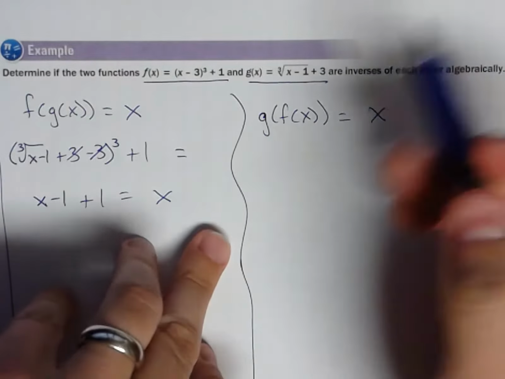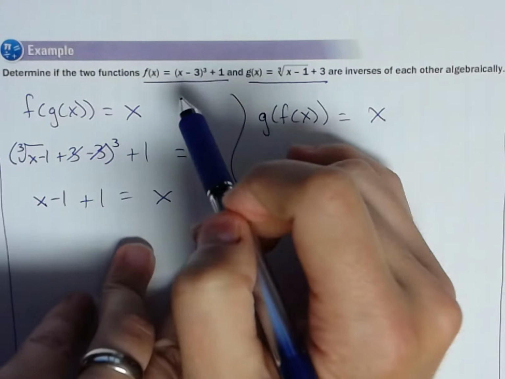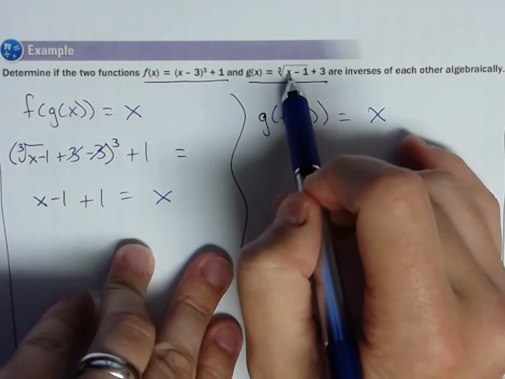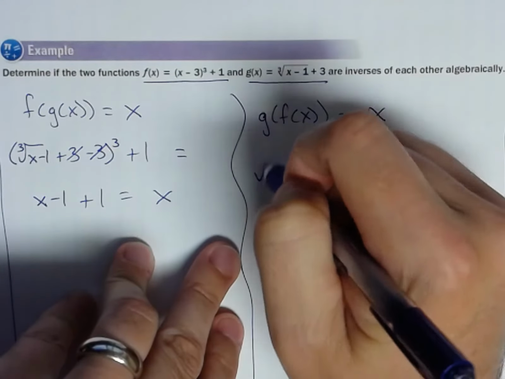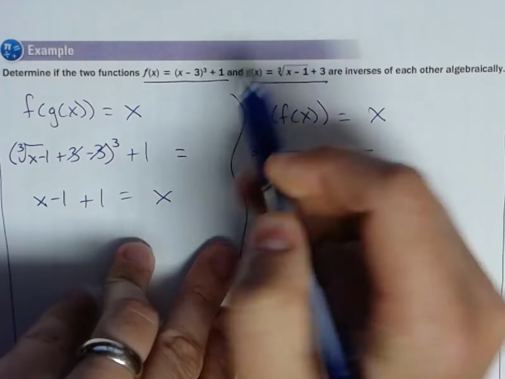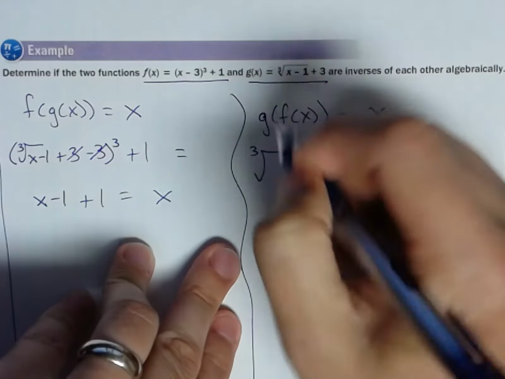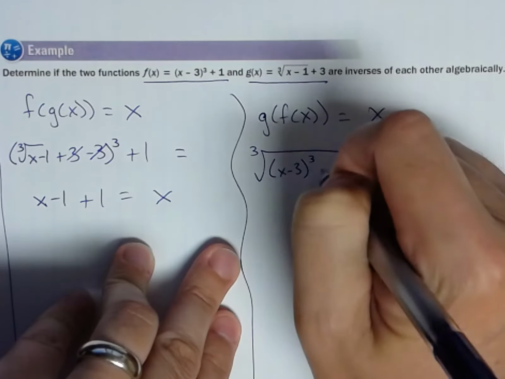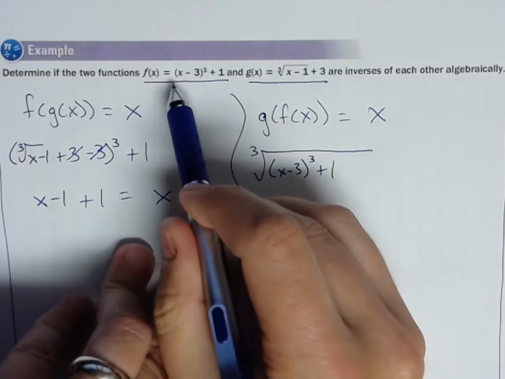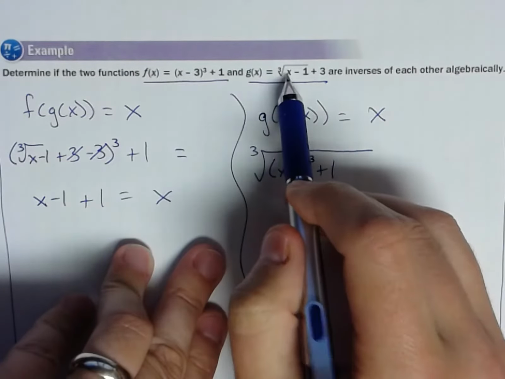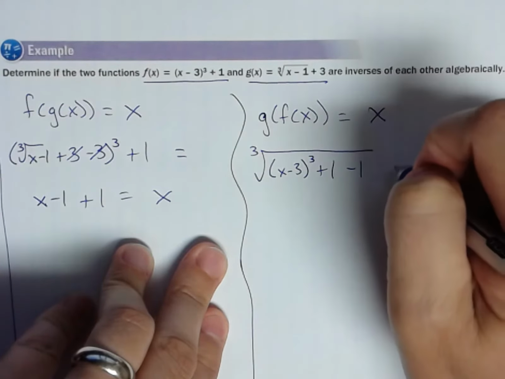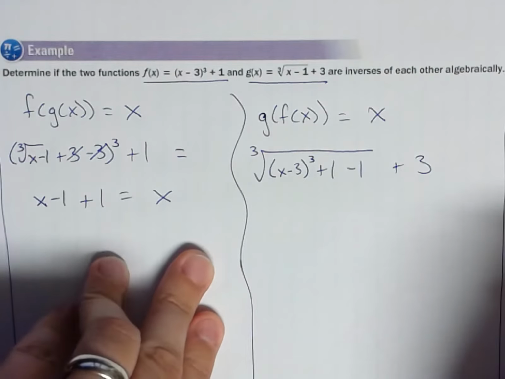So let's do this one. So now if I take this function and I plug it in for x here, so I've got the cube root, I'm going to put this whole thing in here for x. So I've got x minus 3 cubed plus 1. So that entire f of x replaces my x there, minus 1, that's all under the radical there, plus 3.